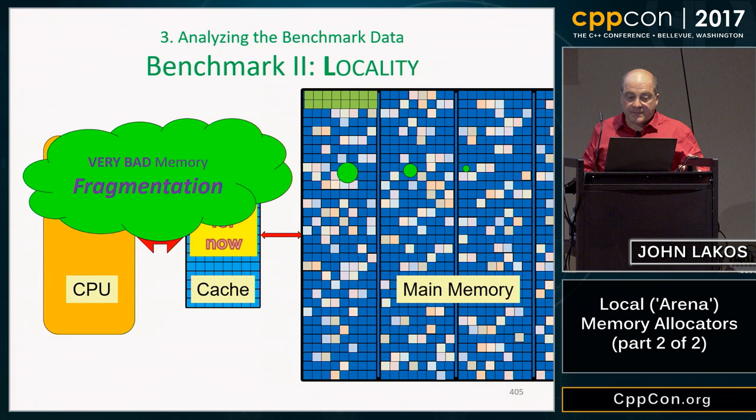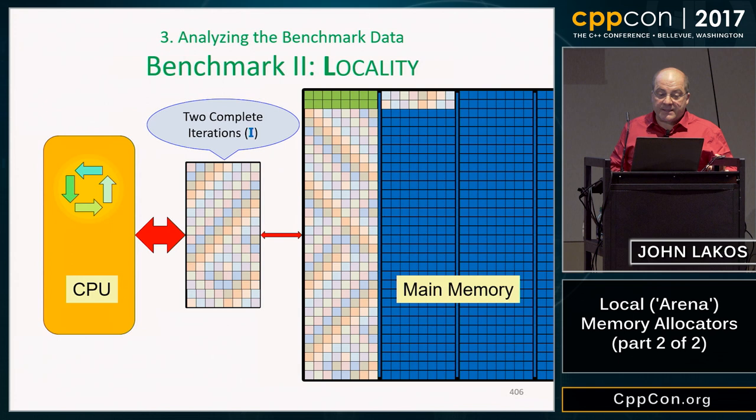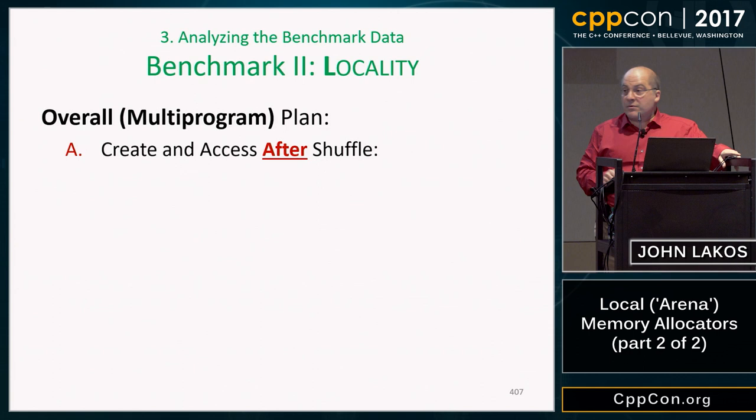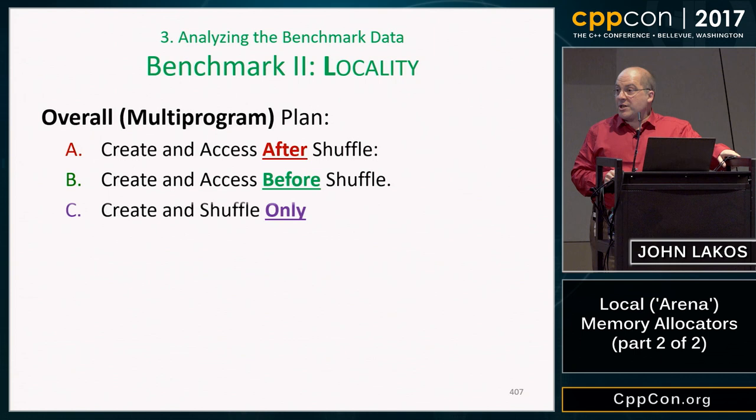All right, so how do we fix this? And the way we fix this is, what we're going to need is local allocators. So the overall plan, to show you how bad this is, we're going to have after we shuffle, before we shuffle, and create and shuffle. Those are three measures.